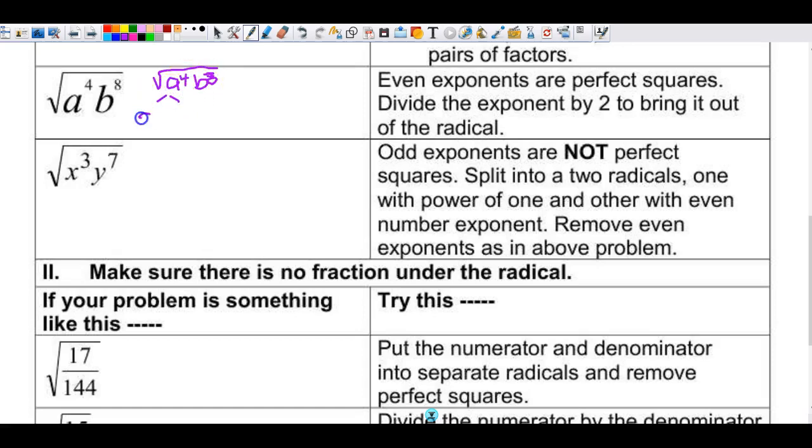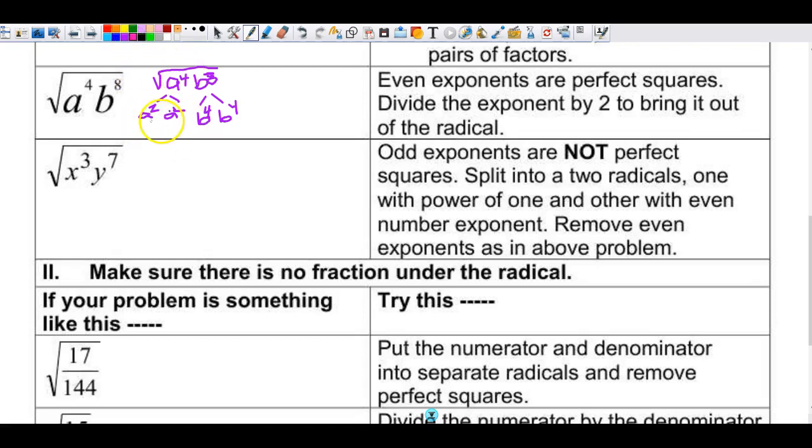A to the fourth is the same as a squared times a squared, and b to the eighth is the same as b to the fourth times b to the fourth. Now, I could keep on going. I could keep on going and get 4 a's and 8 b's, and then I could take out all my pairs. But just like I said, you could stop up there.